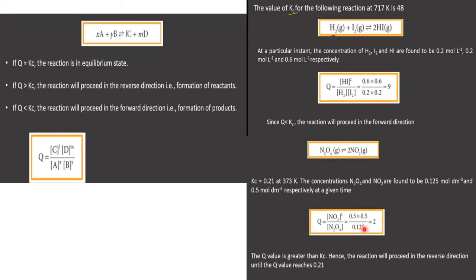0.125. So simplify this means you can get 2. So what is the Kc value? 0.21. It's very small when compared to the Q value, which is 2. So the Q value is greater than Kc, because 2 is greater than 0.21, so the reaction proceeds in the reverse direction. So with the Q and Kc values we can predict the direction of the reaction.